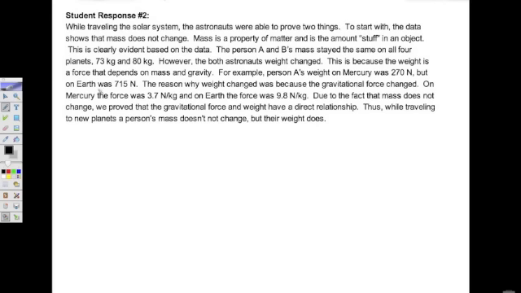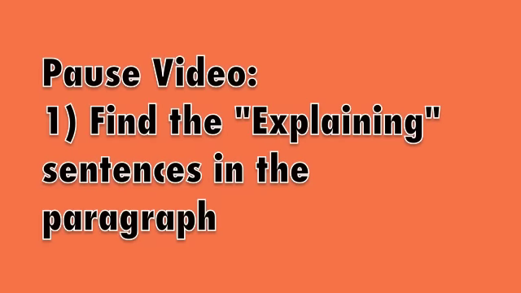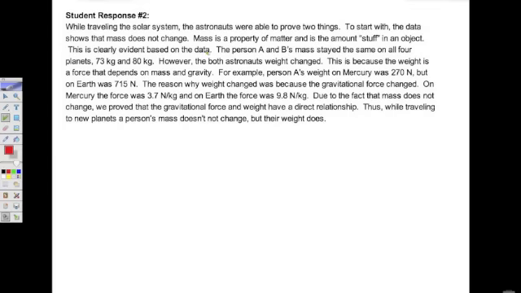Very good. Now here is student response number 2. I want you to analyze this paragraph and explain the differences, or look for the differences between the two. Very good. I hope you found these are the differences. Mass is the property and the amount of stuff in an object. That may be an explanation. However, I would think that is more of a definition.